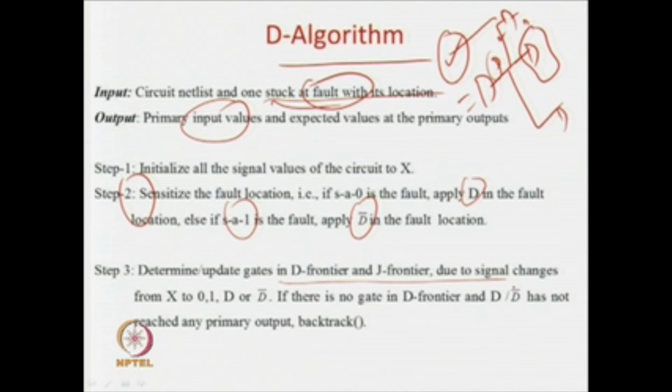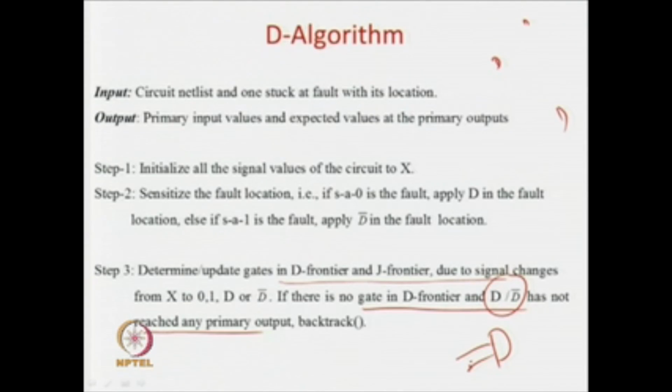Then what do you have to do? Then you have to propagate the fault effect to the D frontiers and justify to the J frontiers, and you have to keep on doing it till you reach the primary output, that is, the fault effect is at the primary output. But it may happen that there is no gate in the D frontier and D and D prime have not reached the primary output. That can always happen, like, for example, I tell you.